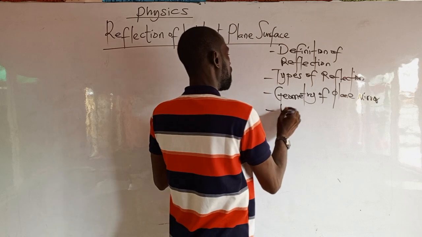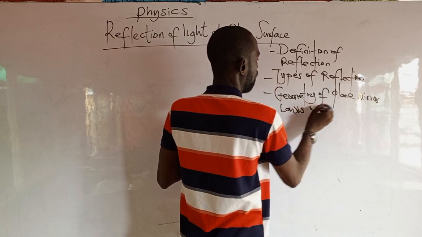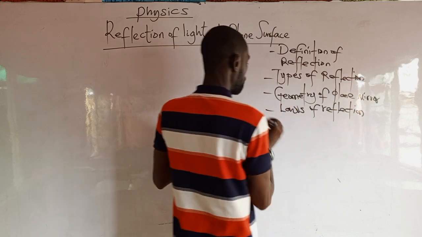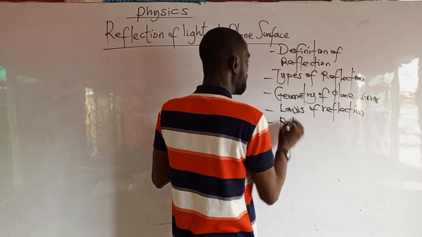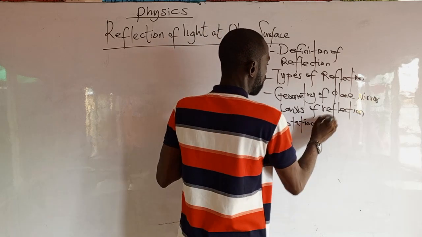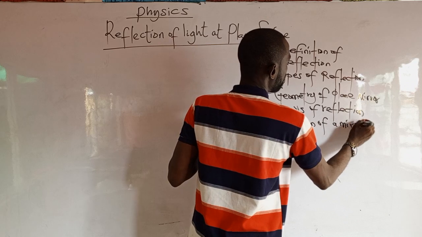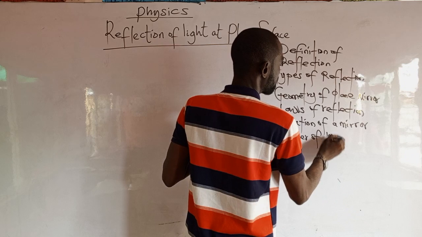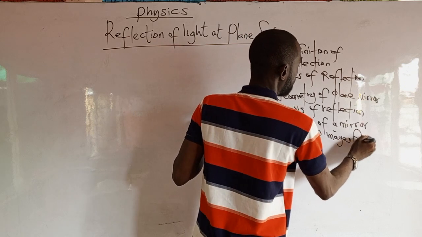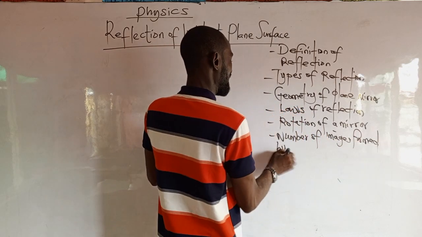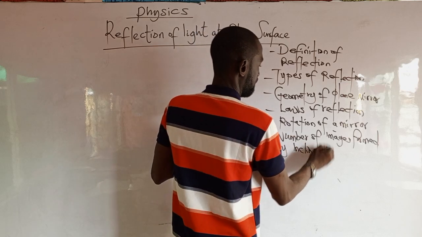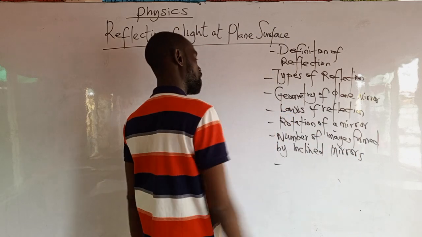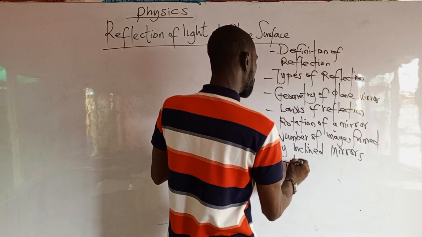After this, we'll discuss the laws of reflection. Then we look at what we call rotation of a mirror. After the rotation of a mirror, we discuss number of images formed by inclined mirrors. After this, we discuss total angle of deviation.